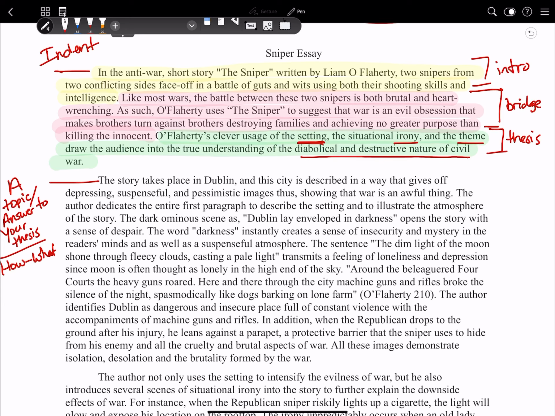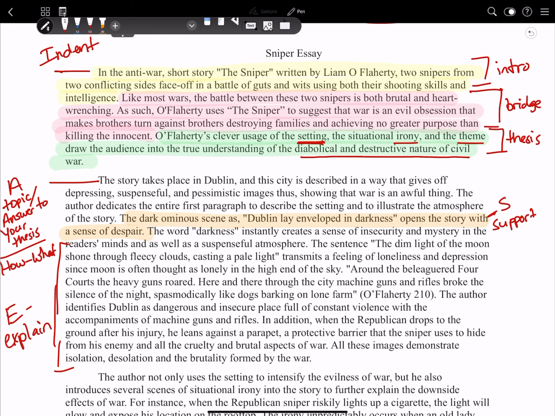The dark, ominous scene. This is my support. Remember? My support. The dark, ominous scene, as Dublin lay enveloped in darkness, opens the story with a sense of despair. So this one little line, I really wrote that too long. This one little line is my E, my evidence. No, I'm sorry. Not my E. Sorry, guys. My S, my evidence, my support. Now, what's the rest of this? The rest of this is my E. This is where I explain.